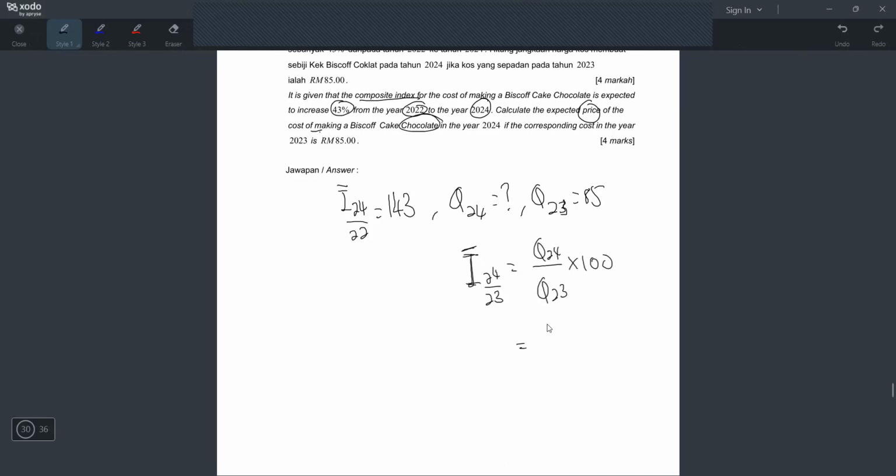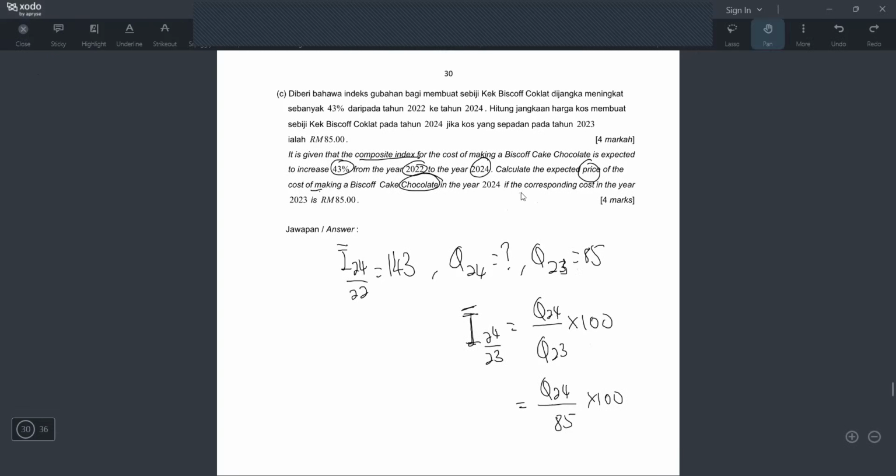And if you realize here, Q24 you want to find, Q23 is 85, and something is missing here. I need to have this, right? If I don't have this, I cannot find my Q24. That's why now I have to find the composite index for 24, 23. That is why I said you cannot use this formula first. You have to find out the composite index for 24, 23.